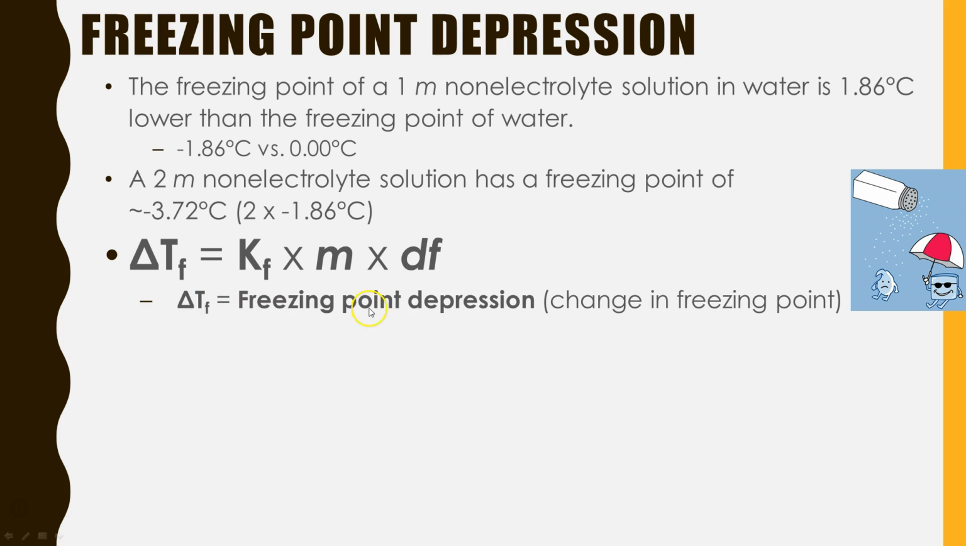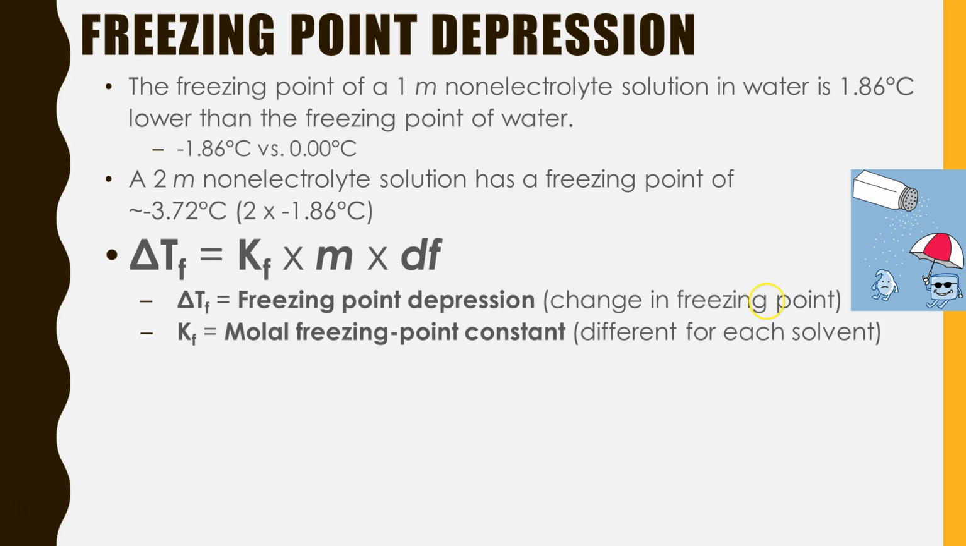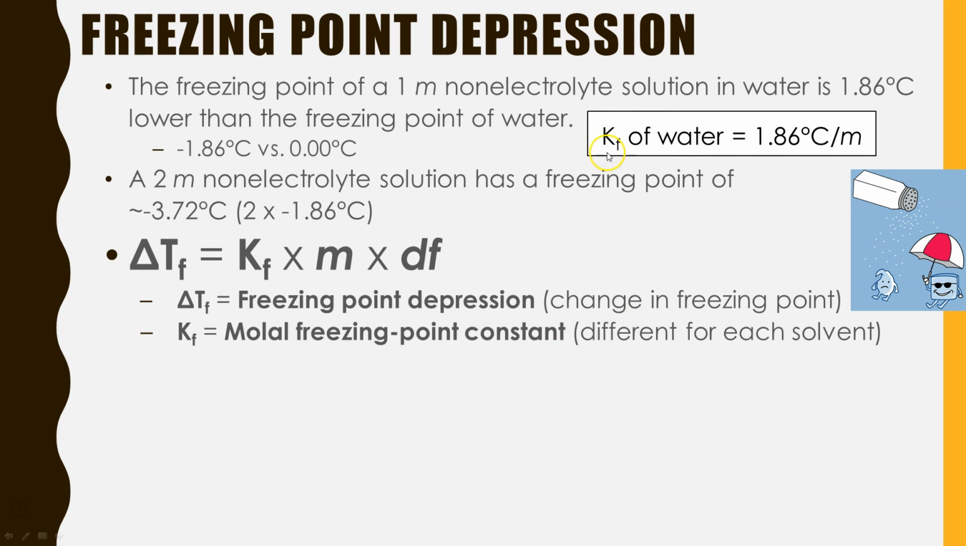Delta TF is the freezing point depression. This is going to be the change in the freezing point, not the freezing point. Very, very important. We're going to be measuring how much that freezing point is going to change. K sub F is going to be the mole freezing point constant. That's going to be different for each solvent. So the particular one for water is 1.86 degrees Celsius per mole concentration.